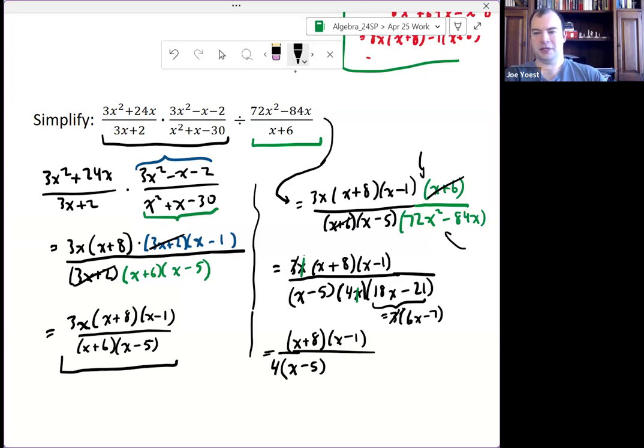And remember, my 18x minus 21 factored into 3 times 6x minus 7. I got rid of the 3. I have a 6x minus 7 left over. Is there anything else that can be factored or divided out? I don't think so. So this should be the simplest form.